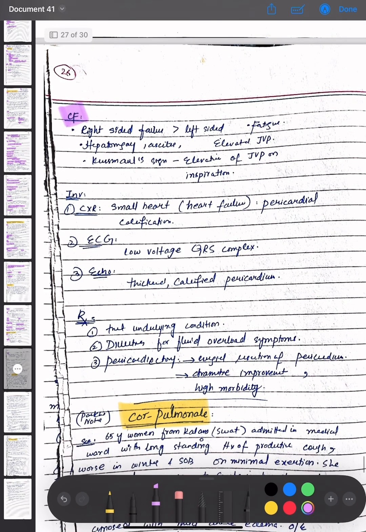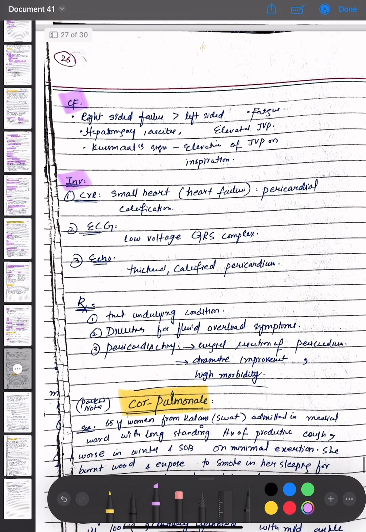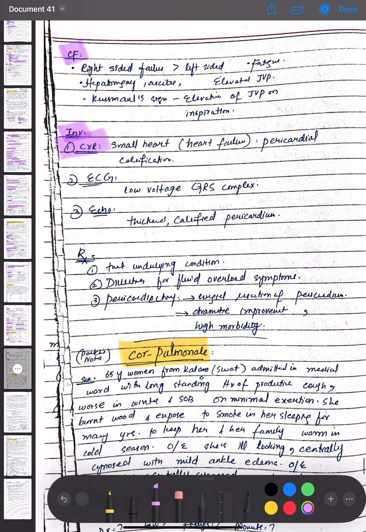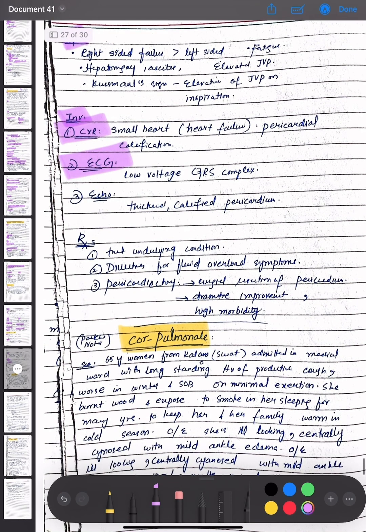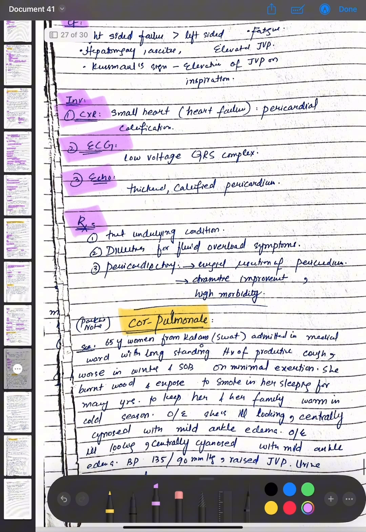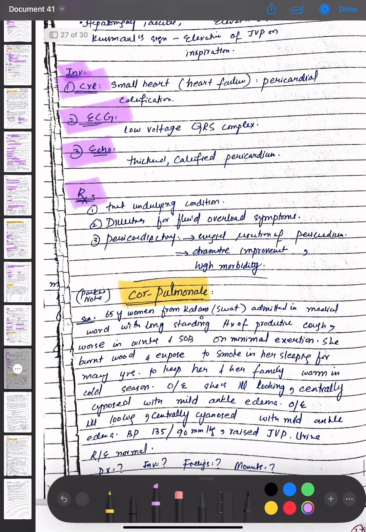The investigation options for constrictive pericarditis are chest X-ray, which shows a small heart with pericardial calcification, ECG showing low voltage QRS complexes, and echo showing a thick and calcified pericardium. The treatment options are treating the underlying condition, then diuretics for fluid overload symptoms, and pericardiectomy, the surgical resection of the pericardium, with dramatic improvement but high morbidity.